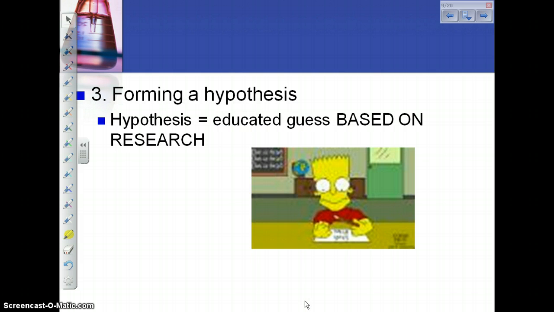After we go through and do all this research and find out what other people know, you are going to form a hypothesis, which is your educated guess that is based on research. The research portion, based on research, is massively important, because it's not just a guess. It is a guess based on what you know and what the scientific community knows. Okay? So I want you to not just think of the word guess, because guess is almost misleading. It is based on research.